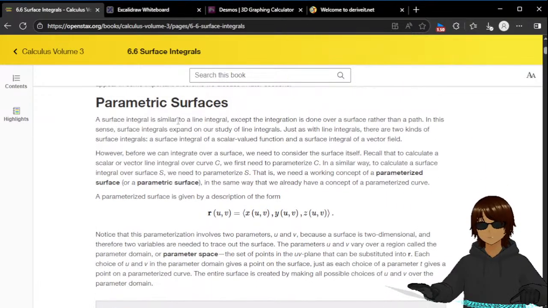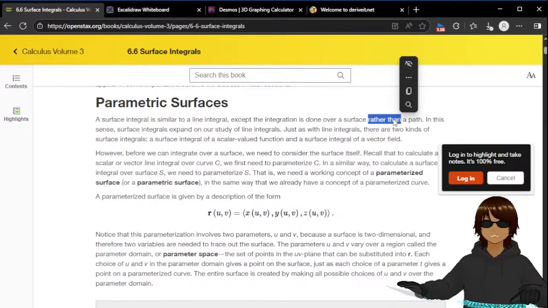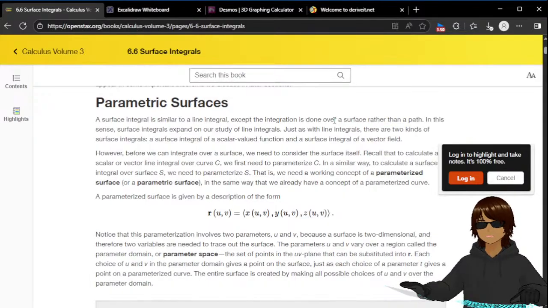A surface integral is similar to a line integral, except the integration is done over a surface rather than a path. Didn't we do this before with double integrals? Maybe I'm getting confused. In this sense, surface integrals expand on our study of line integrals. Just as with line integrals, there are two kinds of surface integral: a surface integral of a scalar valued function and a surface integral of a vector valued function, or vector field.